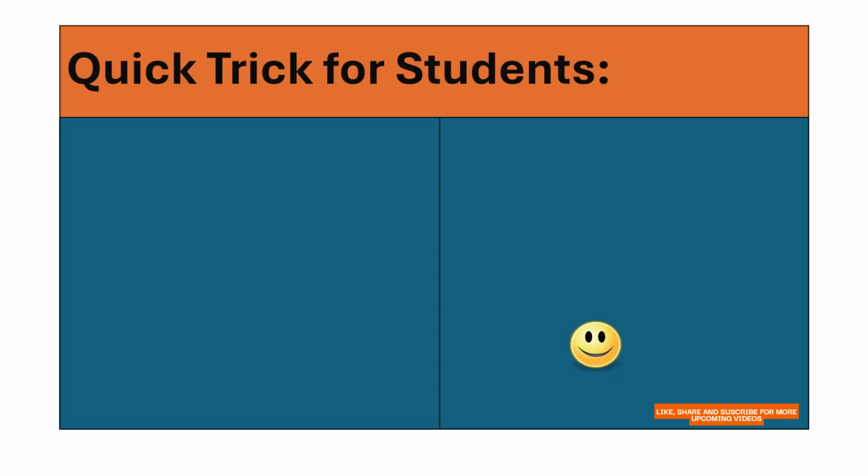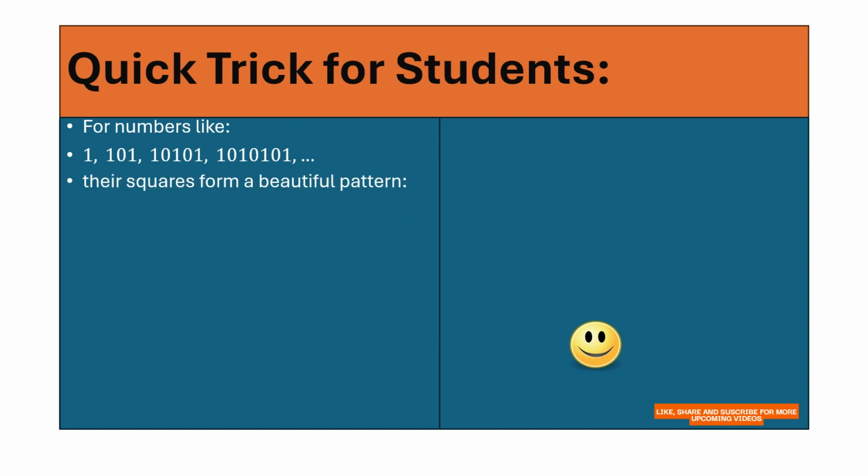Children, here is a quick trick for you all. For numbers like the ones given on the screen, 1, 101, and so on, where the ones are repeated, their squares form a beautiful pattern. So what you have to do is count the number of ones. Then write the numbers in order.